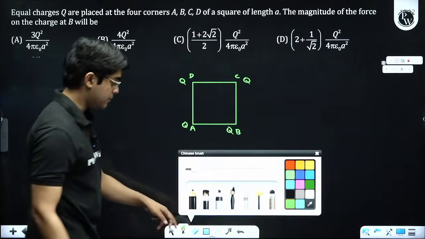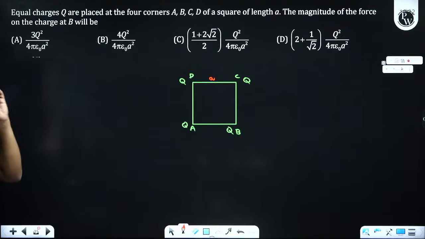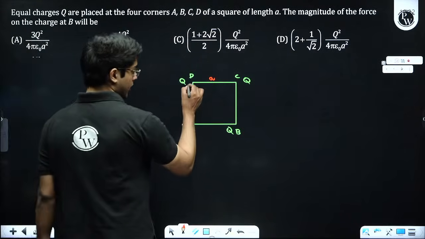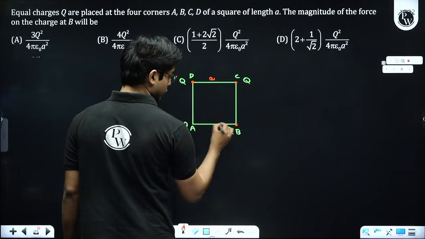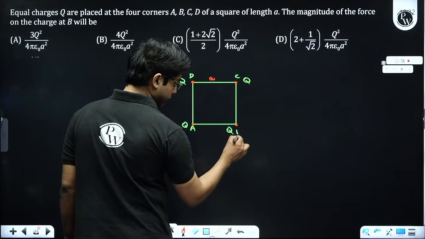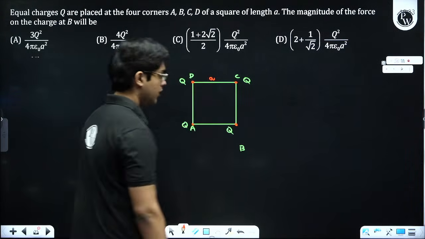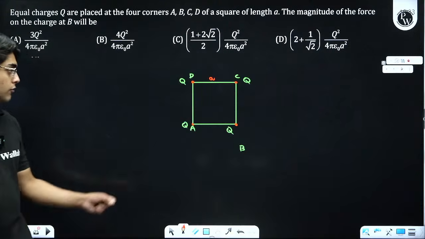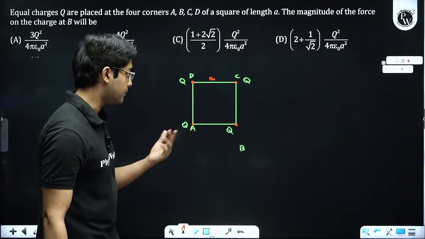The length of the square is A, side length of the square. They're asking the magnitude of the force on charge B. So here if you observe, there are more than two charges, right? There is 1, 2, 3 and 4 charges. So here how do we find the force? We need to find the force on this Q charge. So the method is simple. You find the force on this Q due to these three separately.